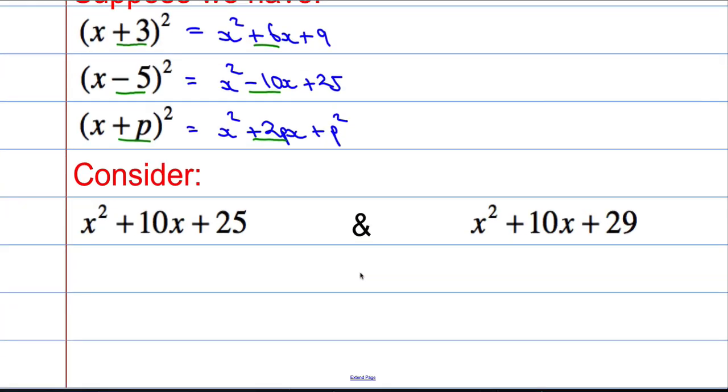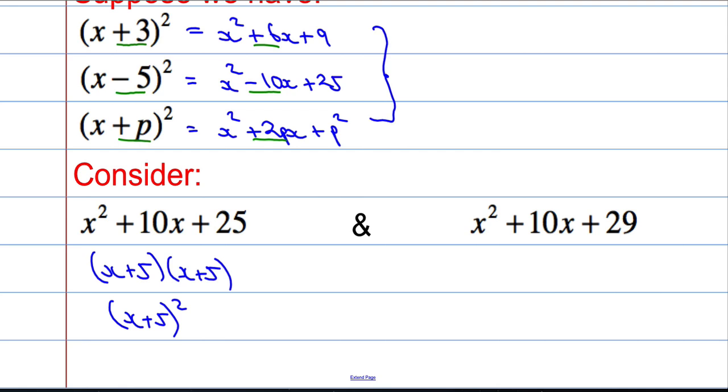So suppose we have these two quadratic expressions here. Now if I look at the first one, x squared plus 10x plus 25, I could factorize this. If I was to factorize it, I would get (x plus 5) times (x plus 5). So two numbers that multiply to make 25 but add to make 10, 5 and 5, which is simply (x plus 5) all squared. So this expression here is what we call a perfect square, and these guys up here are all perfect squares.